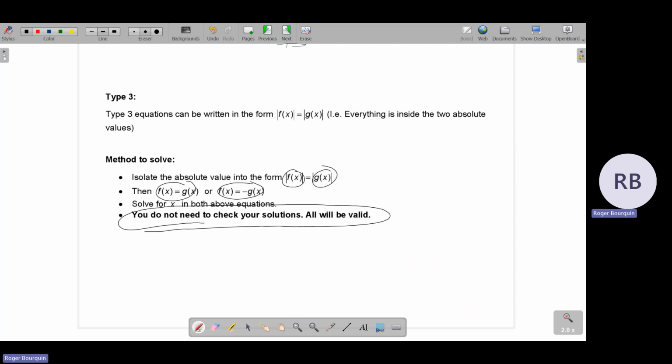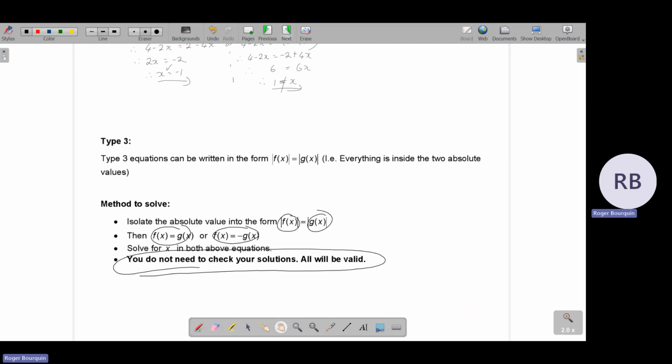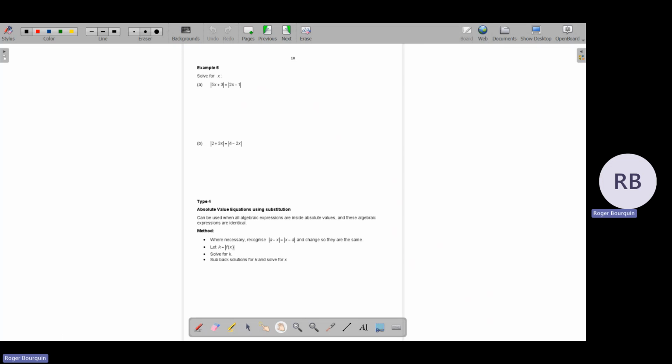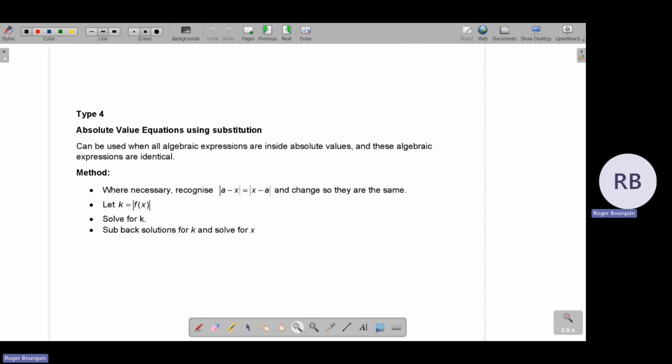So what's the only time I have to check the solutions? When there's something extra outside. When there's a variable outside the absolute value, you have to check. If it's a constant outside, you don't have to check. And if it's two absolute values with everything inside, you don't have to check. That will always be correct. When there's a variable outside, you have to check, otherwise you don't have to check.